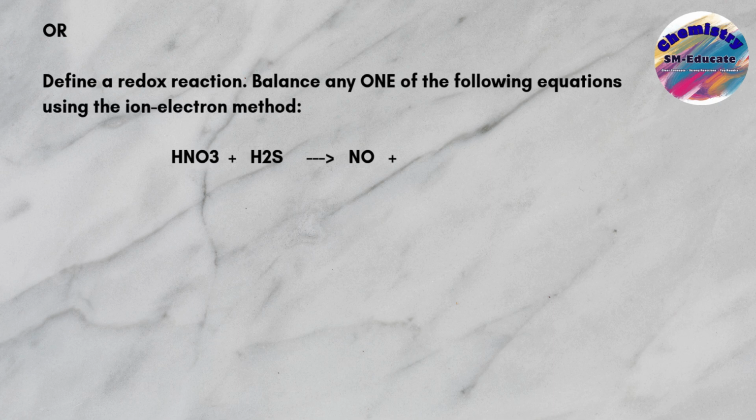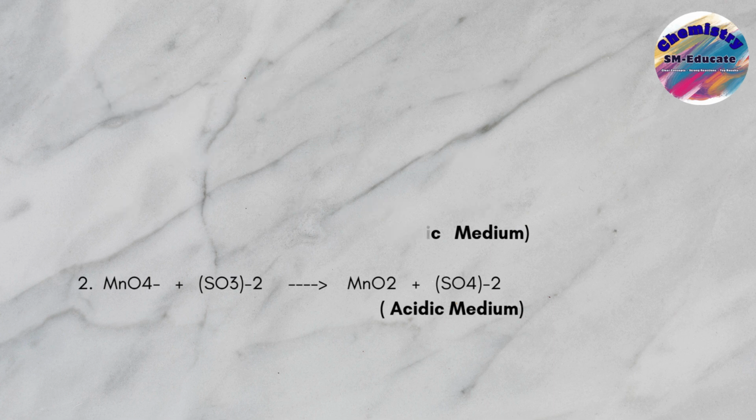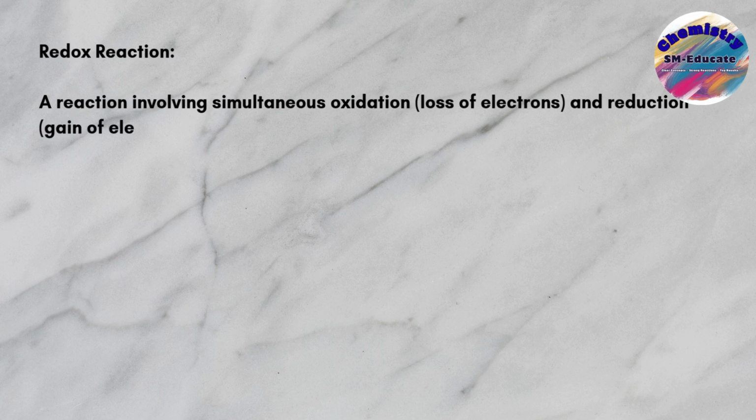Define a redox reaction. Balance any one of the following equations using the ion-electron method: number 1, HNO3 plus H2S gives NO plus S plus H2O; number 2, Cl2 plus OH- gives Cl- plus ClO3- plus H2O; number 3, MnO4- plus SO3^2- gives MnO2 plus SO4^2-. Redox reaction: a reaction involving simultaneous oxidation, loss of electrons, and reduction, gain of electrons.